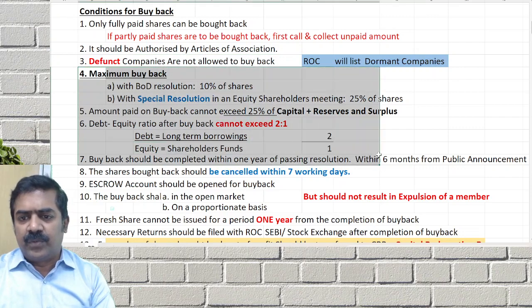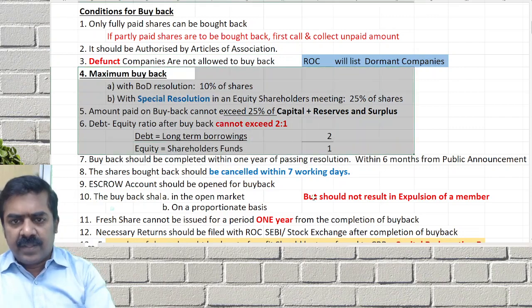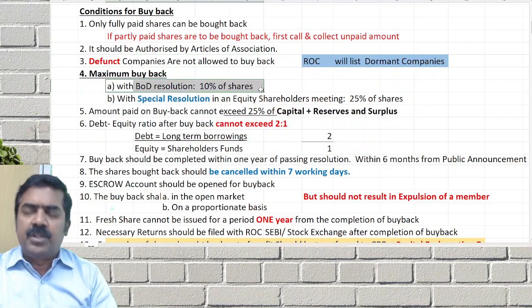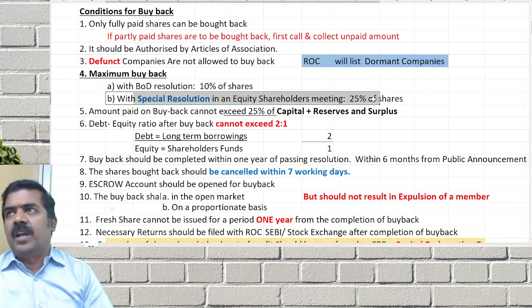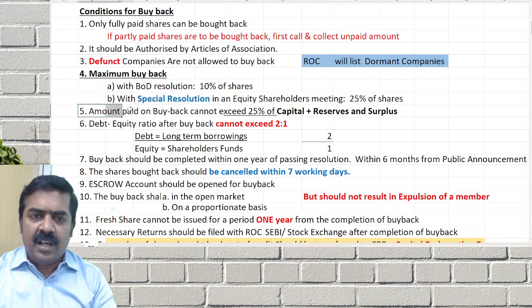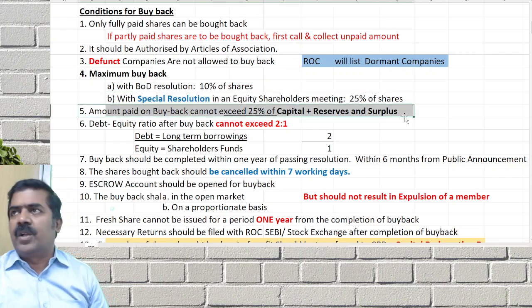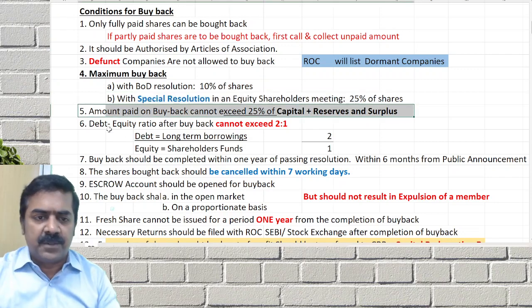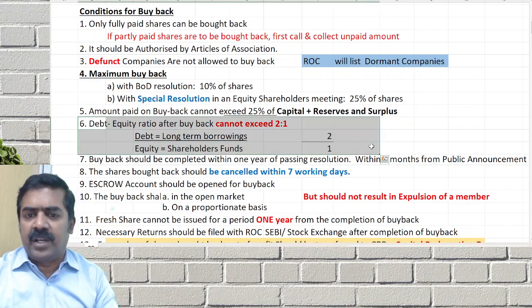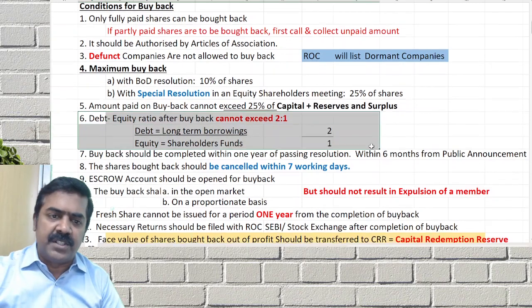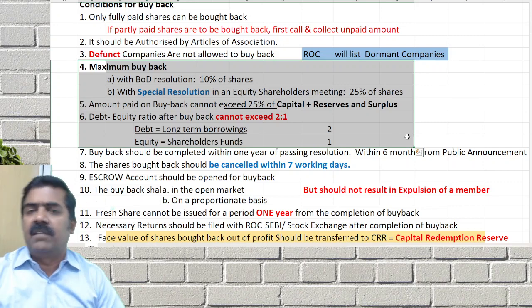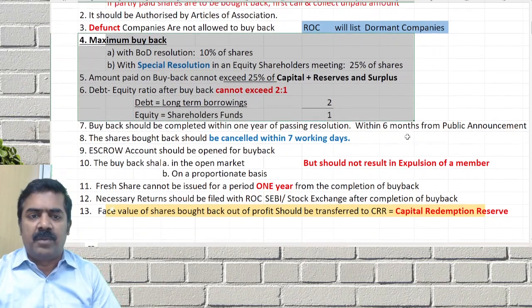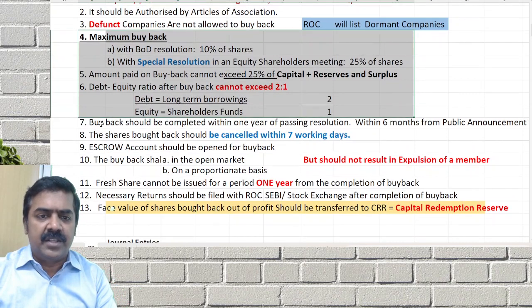Conditions number 4, 5, and 6 are important. With board resolution, you can buy what? 10% of shares. With a special resolution, you can buy up to what? 25% of shares. Amount paid cannot exceed what? 25% of paid up capital and reserves. And debt equity ratio cannot exceed what? 2:1 after the completion of buyback. These 3 key points are relevant for solving a numerical problem. Others are only theoretical in nature.